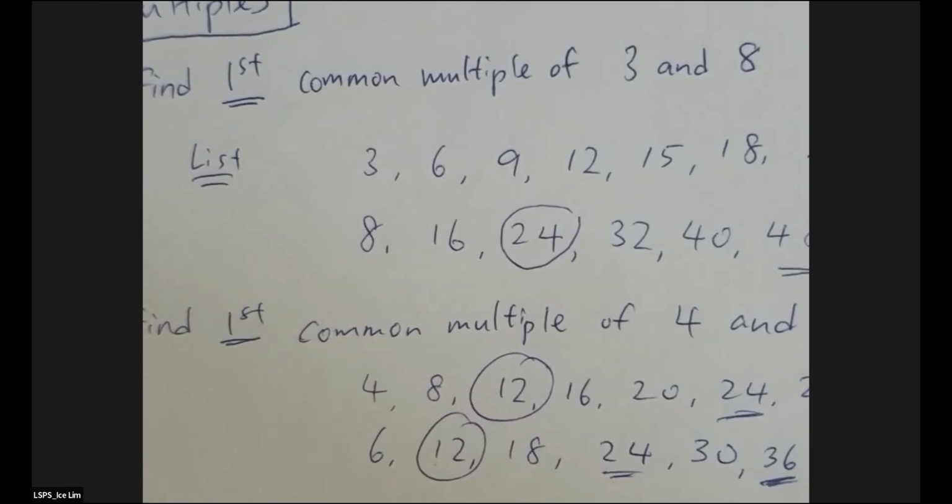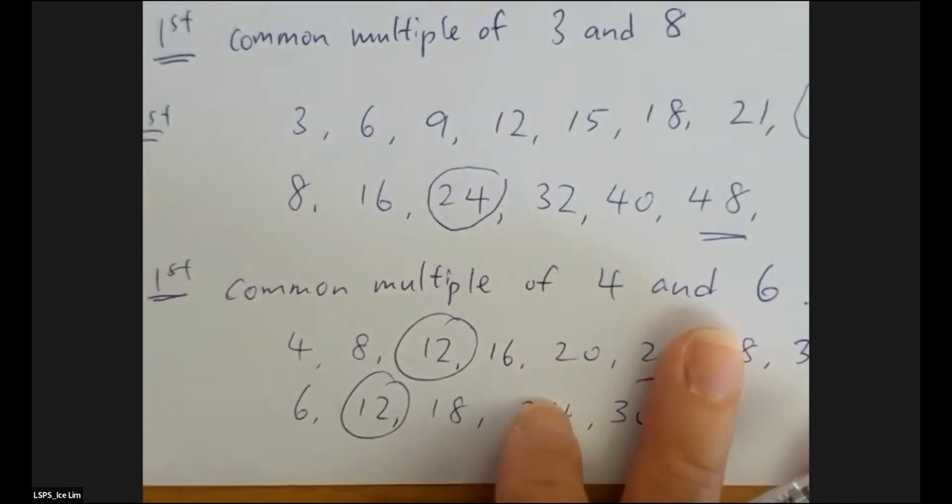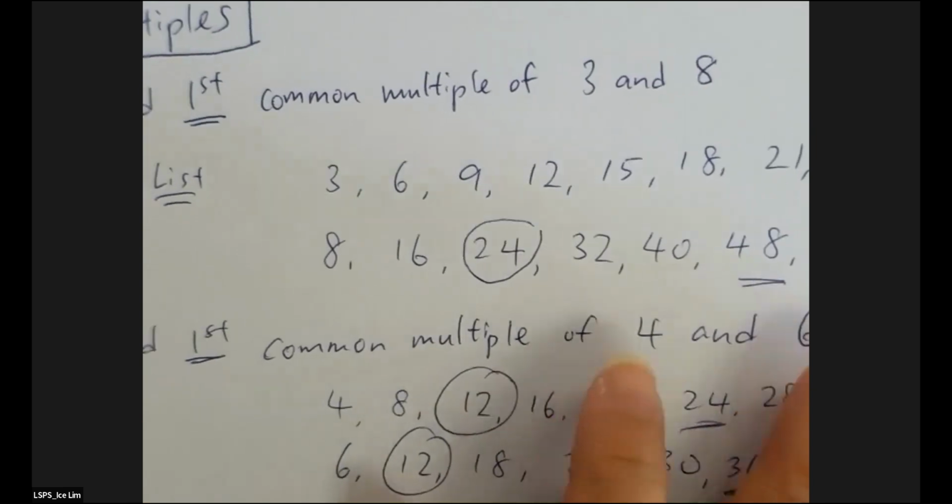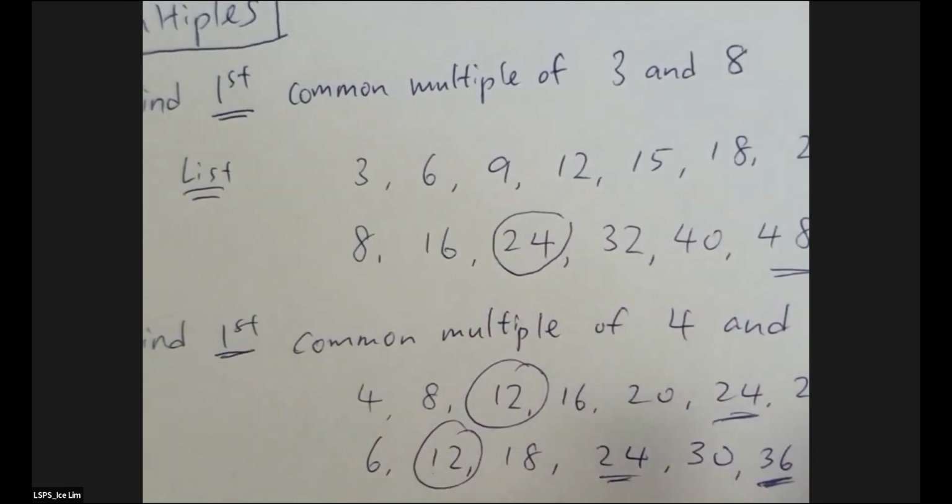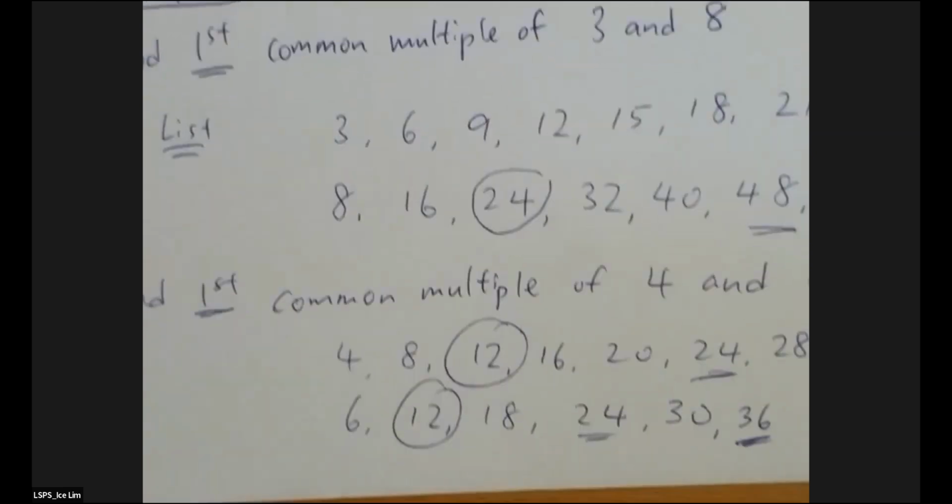How about 4 and 8? Do you need 16? The first common multiple, first one. For 4 and 8, what would be the first common multiple? 8. Yeah. 16 is a multiple as well, and 32 is a multiple as well, but I'm asking for the first one. Just the first one is needed. Is it okay so far?